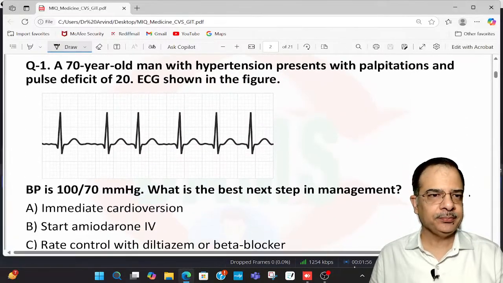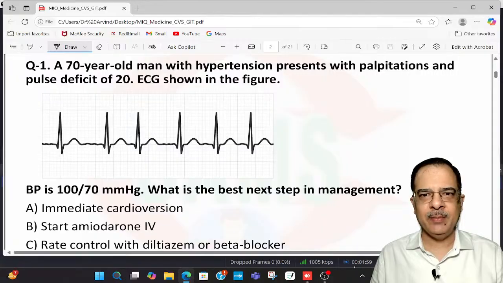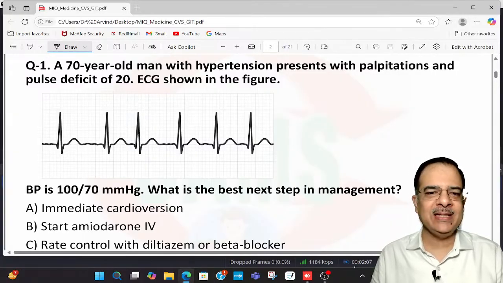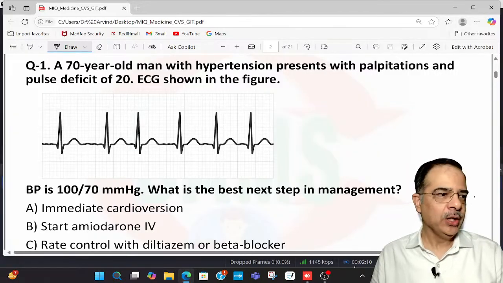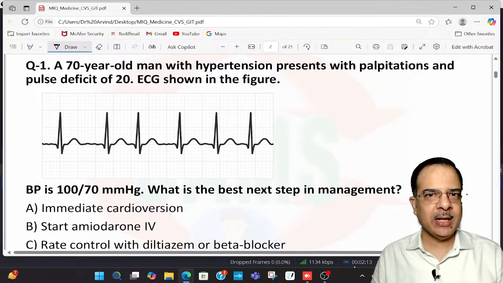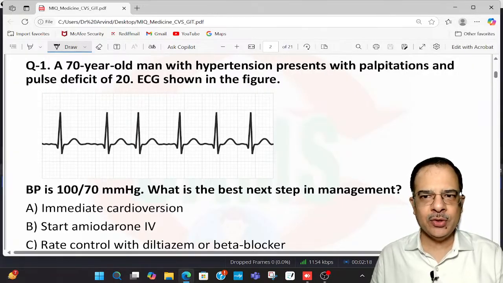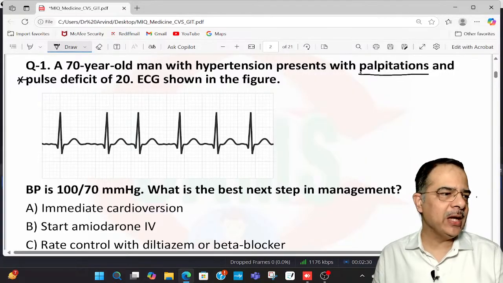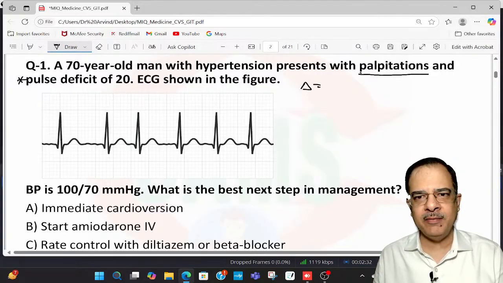The question is: a 70-year-old male with hypertension presents with palpitations and pulse deficit of 20. ECG is shown in the figure. BP is 100 by 70. What is the best next treatment in the management? In attempting such questions which are clinical plus ECG based, first look at the clinical information. The clinical information is of tachycardia, the patient has palpitations, and there is a very important clinical sign given, pulse deficit of 20. Pulse deficit is seen in only one arrhythmia, and that arrhythmia will be atrial fibrillation. So the diagnosis here is atrial fibrillation.